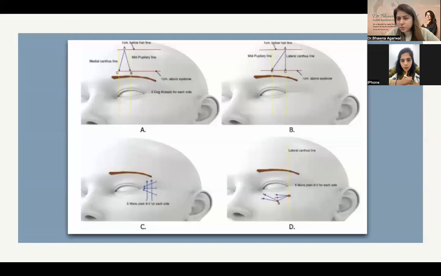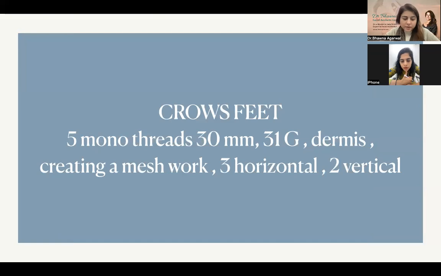Under eyes, we don't do threads. Crow's feet also, we don't do threads because there's a high chance of bruising in that area. Here they have written crow's feet, but usually don't attempt that. Just do threads for either skin tightening or lower face lifting. You can use 5 mono threads, 30 mm, 31 gauge, dermis, meshwork, 3 horizontal, 2 vertical, something like that for crow's feet. But they are two very small threads.